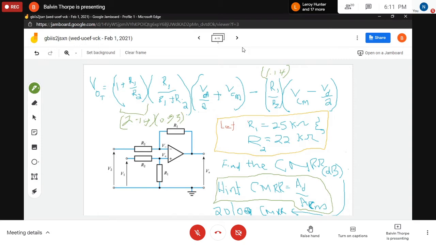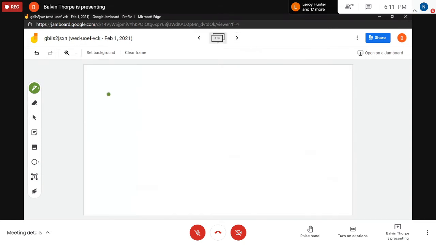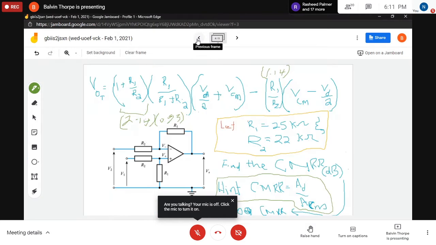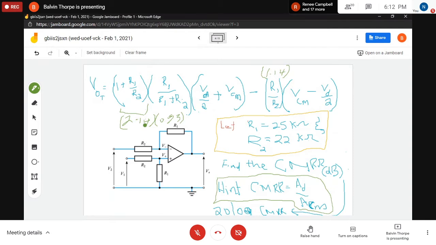Okay, so new page. So we're saying that VOT is actually going to equal, what do you have again? 2.14 times 0.53. 2.14 times 2.14. So when we multiply that, sir, we got 1.13.